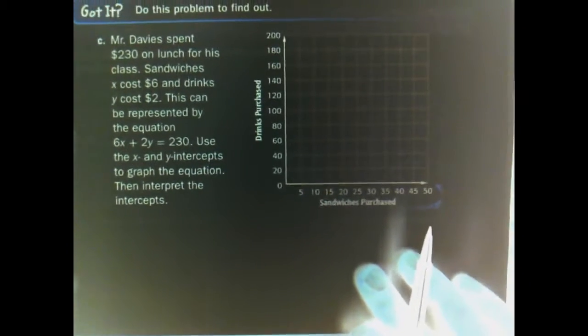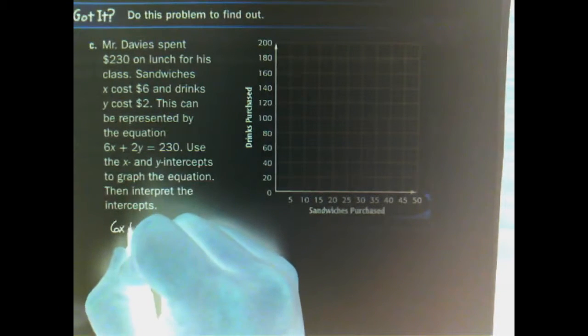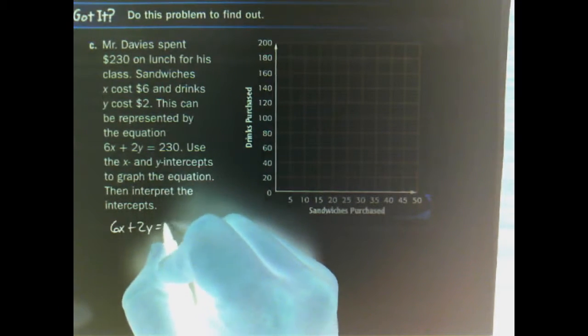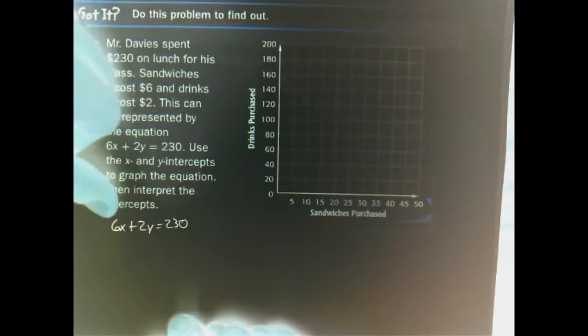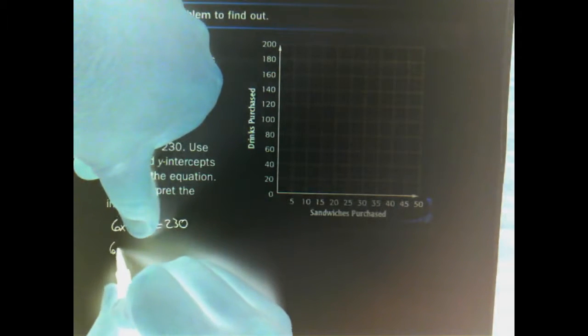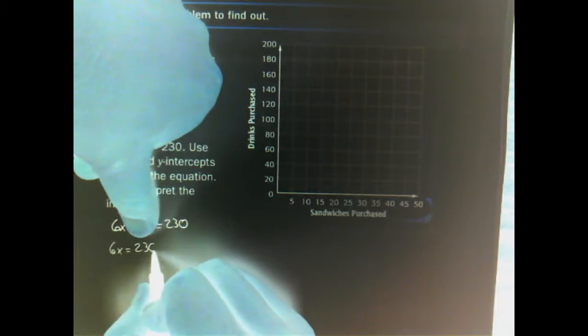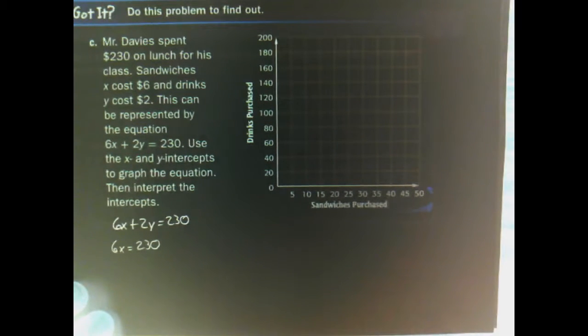So first we need to find our x and y intercept, and again, to do that we're going to use the cover-up method. So 6x + 2y = 230. In order to find the x-intercept, I cover up the y term, and I'm left with 6x = 230. So I solve this equation to find my x-intercept.